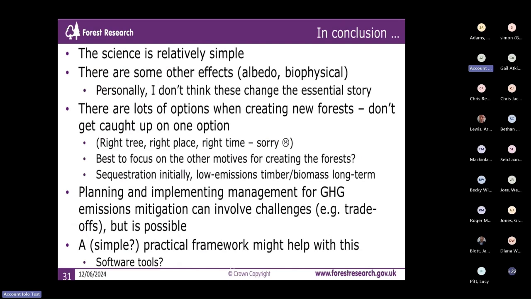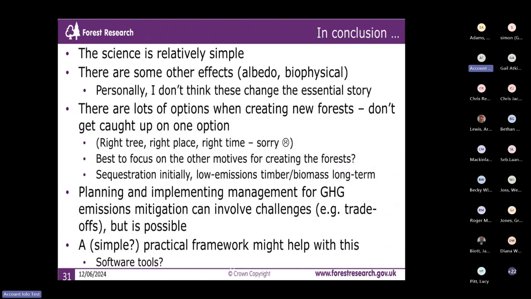So in conclusion, the science is relatively simple. There are some other effects that I haven't gone into, like albedo and certain biophysical effects. I personally don't think they change the story I've shown you. There are lots of options for creating new forests. Please don't get caught up on one option. Literally, it's right tree, right place, right time, like Chris Reynolds said.